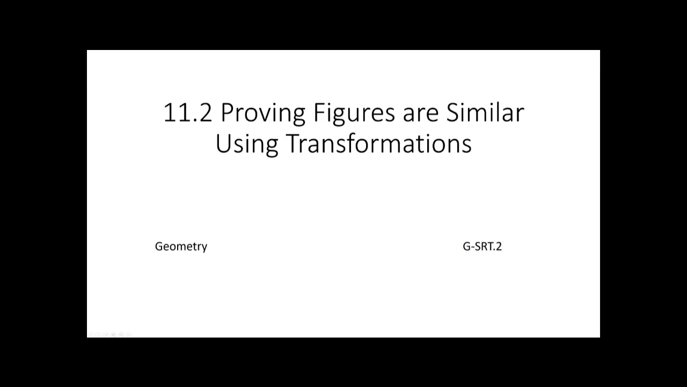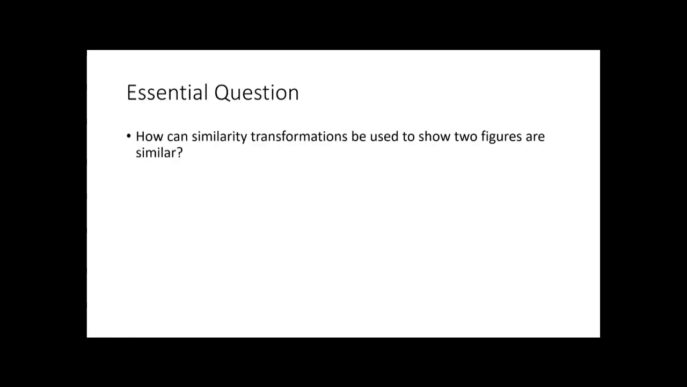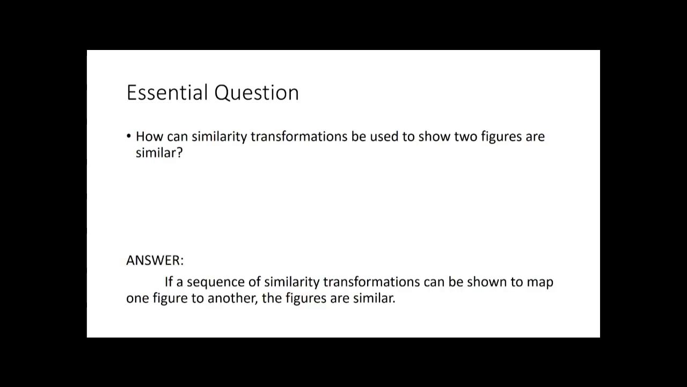So this is from module 11.2, proving figures are similar using transformations. We've talked about dilations, but we're going back to the conversation of transformations and then leading into similarity. Our essential question is how can similarity transformations be used to show two figures are similar? Our shortest answer is basically if a sequence of similarity transformations can be shown to map one figure to another, then the figures are similar.